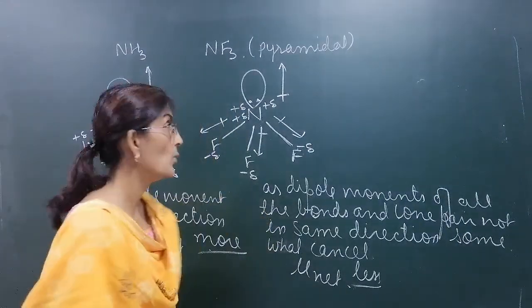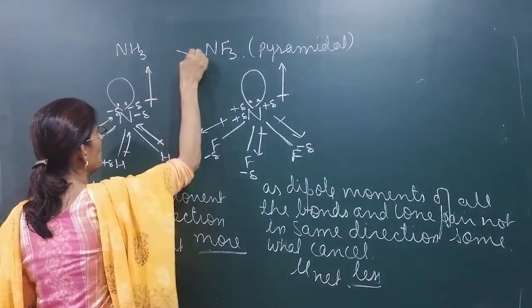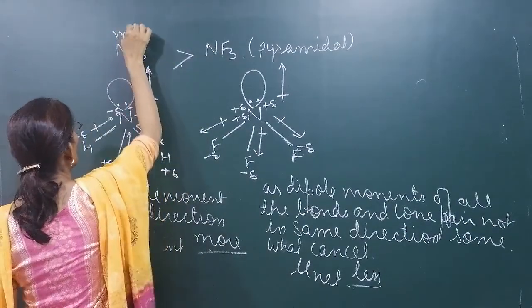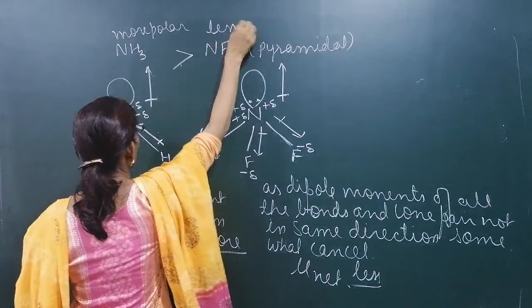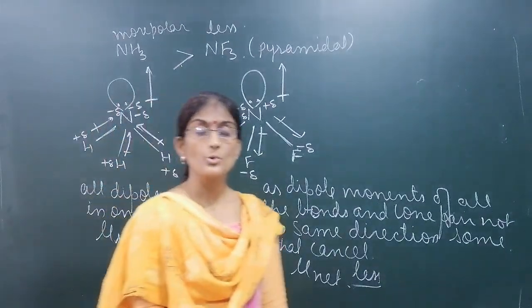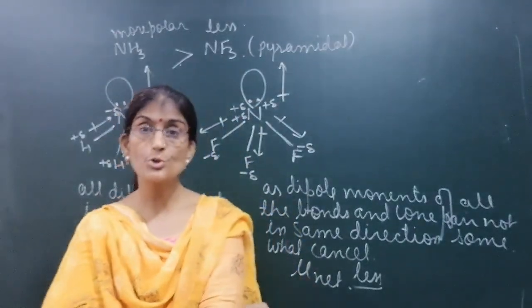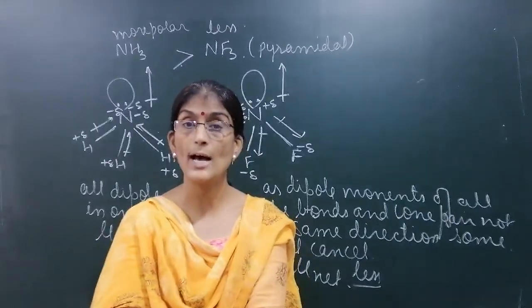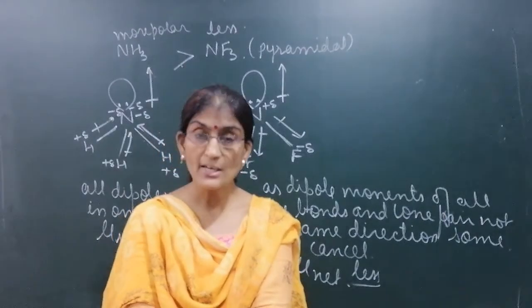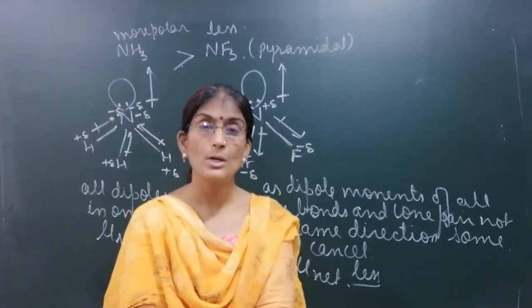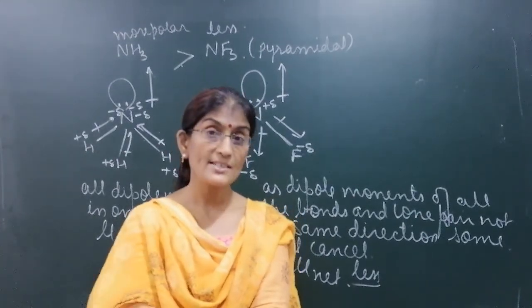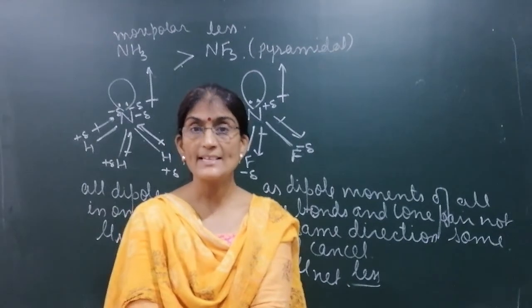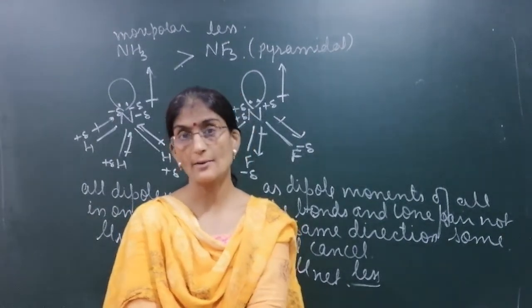Whose dipole moment is more? Ammonia's dipole moment is more, so it is more polar, and that is less polar. Okay? So dipole moment is used to measure whether the molecule is polar or non polar. If the resultant dipole moment is zero, we can say that the molecule is non polar. And if there is a net dipole moment, then we can say that the molecule is polar.